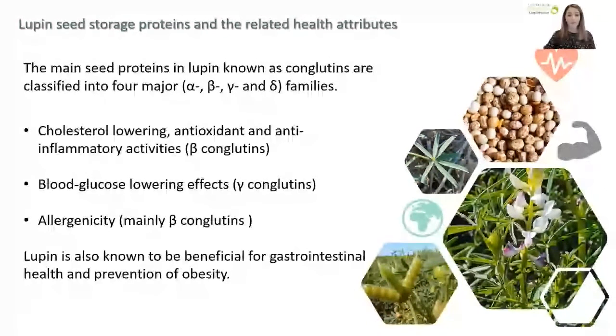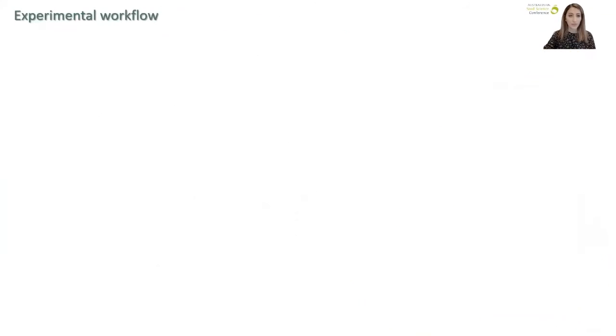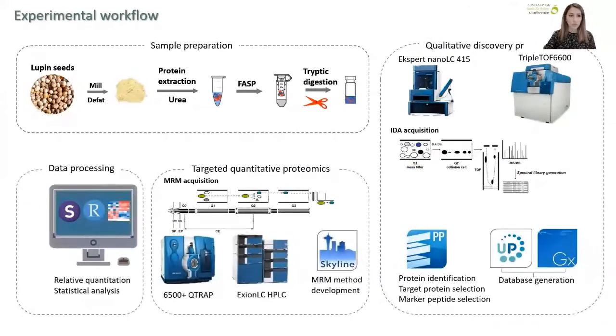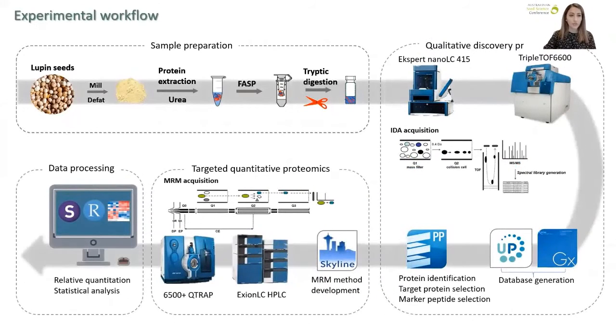For instance, the gamma conglutins have blood glucose lowering effects, and the beta conglutins, which are the known allergens from lupin, have cholesterol lowering, antioxidant, and anti-inflammatory activities. This proteomics workflow was used to measure the conglutin proteins and compare them across genetically diverse narrow-leaf lupin varieties.